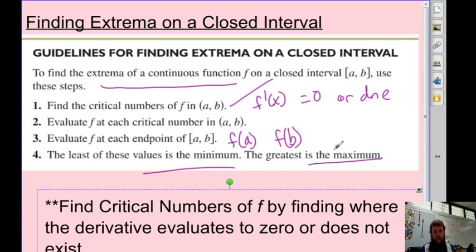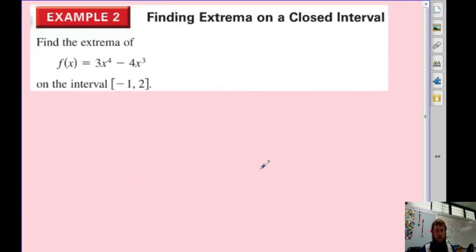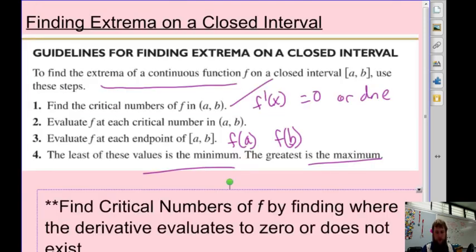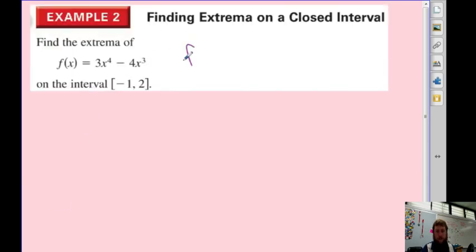So how do we organize this? There's a lot of steps here, so let's walk through some problems. I'm going to find the extrema of this function on the interval -1 to 2. First, I want to find the critical numbers, so I'm going to find where f prime is 0 or does not exist. f prime of x in this case is 12x cubed minus 12x squared.